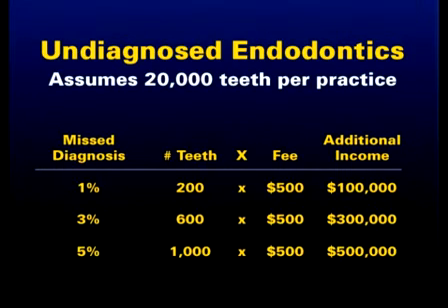If you missed endodontic diagnosis just 1% of the time, that would represent 200 teeth that haven't got the proper treatment. If we assume that all endodontics cost $500 per tooth, then you could see that your additional income would be $100,000. You can look at the rest of the information and begin to appreciate how staggering these numbers are if we did a complete diagnostic scheme.